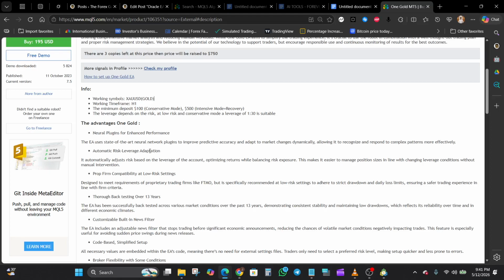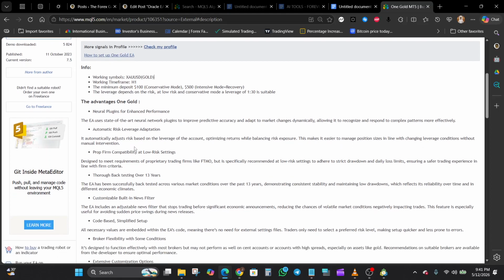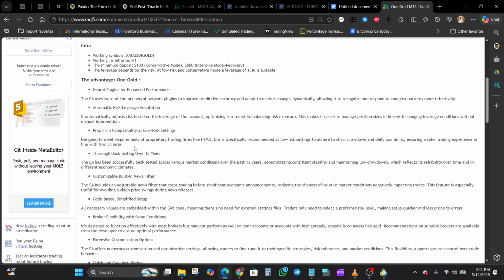Another feature mentioned here is the automatic risk leverage adaptation. So depending on the leverage available on the account, the EA can adjust risk exposure automatically. That can be useful for traders trying to balance position sizing more efficiently across different account conditions.